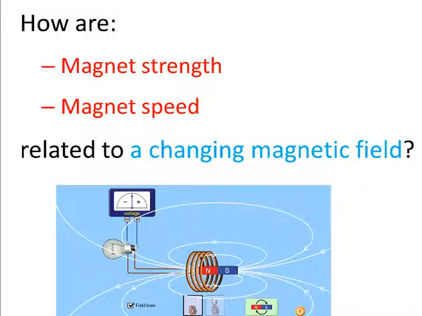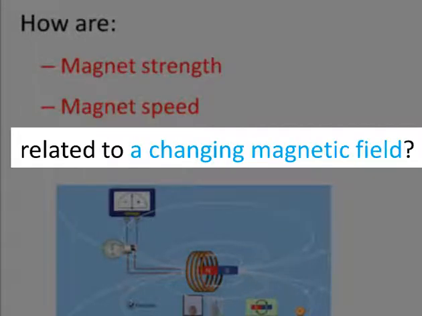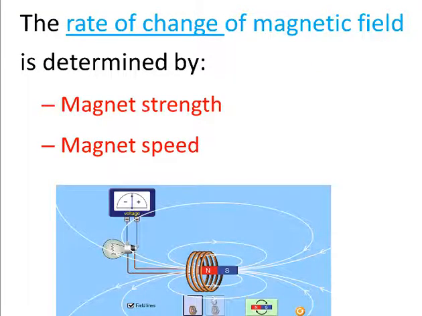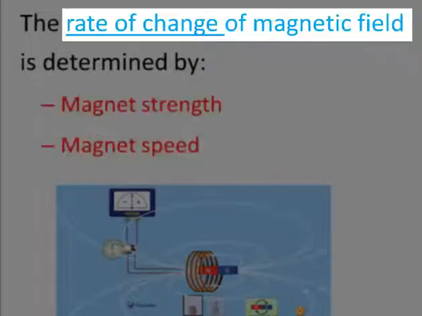What do these 2 variables, strength and speed of the magnet relative to the conductor, have to do with changing magnetic field? The rate of change of magnetic field can be increased by using a stronger magnet or moving it up and down faster. What does rate of change of magnetic field mean?